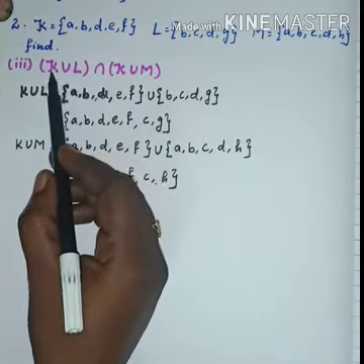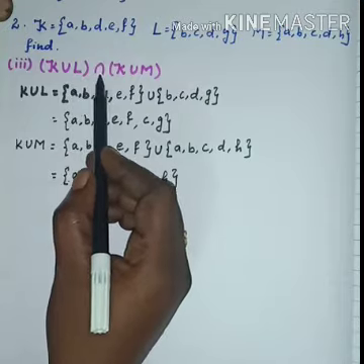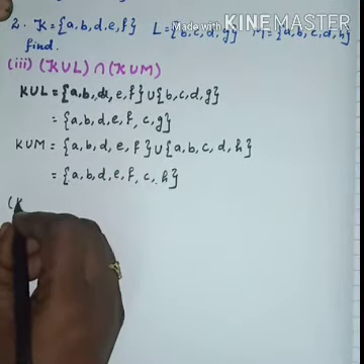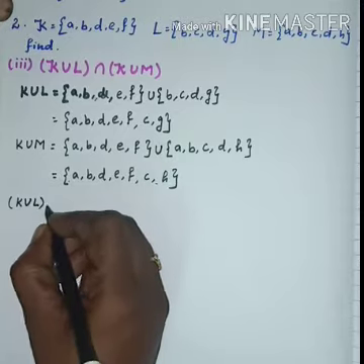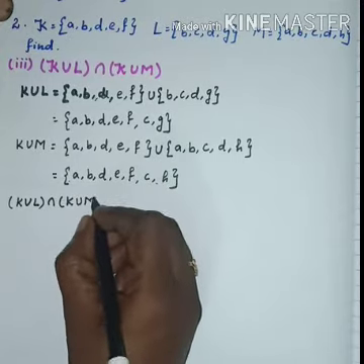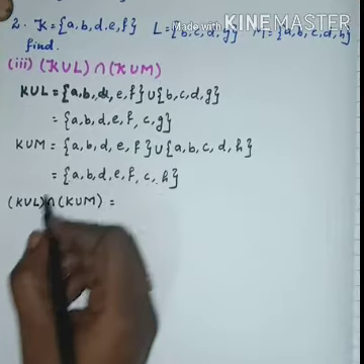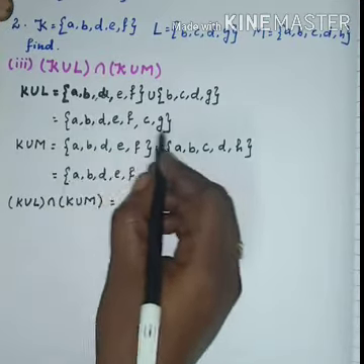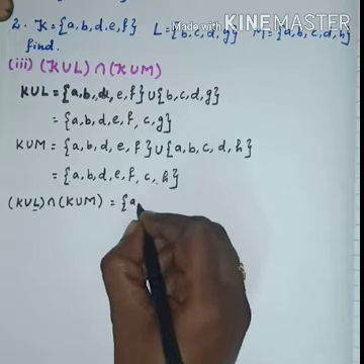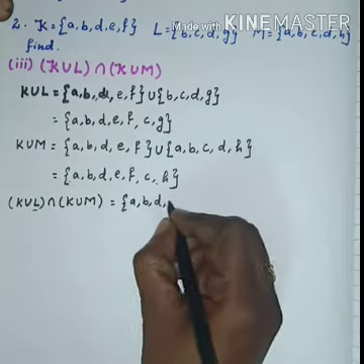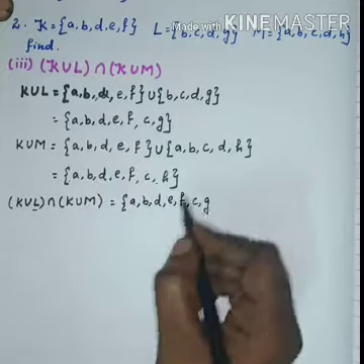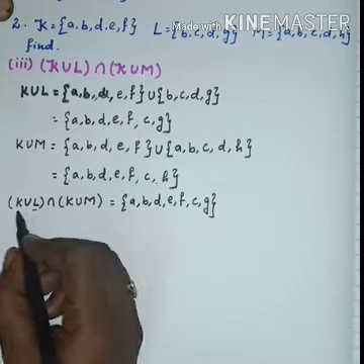Now we have to find K union L intersection K union M. What we have to find? K union L intersection K union M. So what are the elements of K union L? We already found them here. What are the elements of K union L? A comma B comma D comma E comma F comma C comma G. These are the elements of K union L.